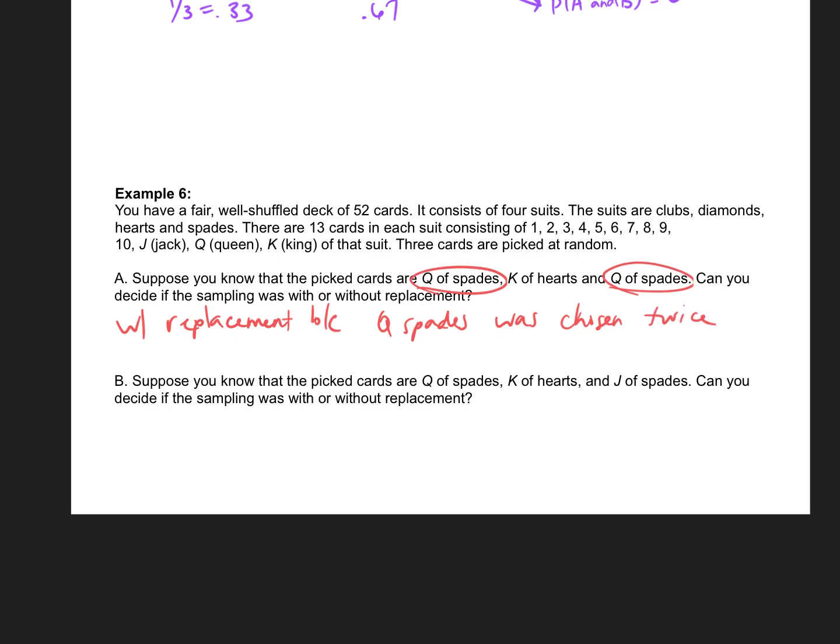If you draw 3 cards and I don't tell you I'm replacing them or not, and I tell you my results were Queen of Spades, King of Hearts, and Jack of Spades, can you decide if sampling was with or without replacement? You do not know. There's not enough, so cannot be determined. In other words, you can only look at the results from a sample draw and determine that it was with replacement. You cannot determine if it's without. You can only determine with replacement if you have repeats, and there's a unique one, okay? All right.